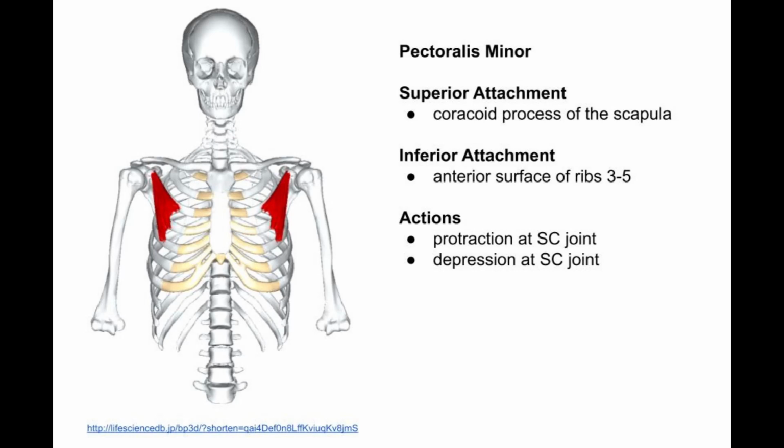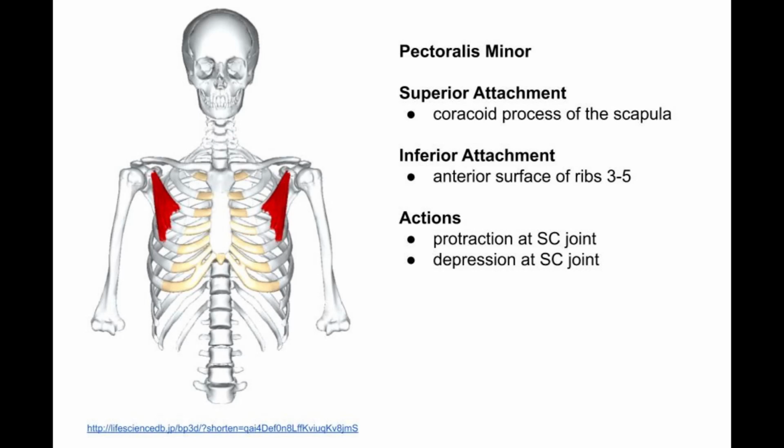Pectoralis minor, which is deep to pectoralis major and definitely significantly smaller than pectoralis major, hence the name. It has a superior attachment on the coracoid process of the scapula and an inferior attachment along the anterior surfaces of ribs 3 through 5.